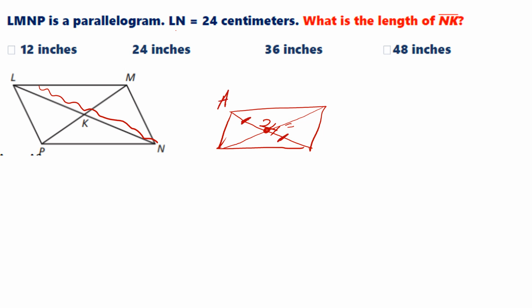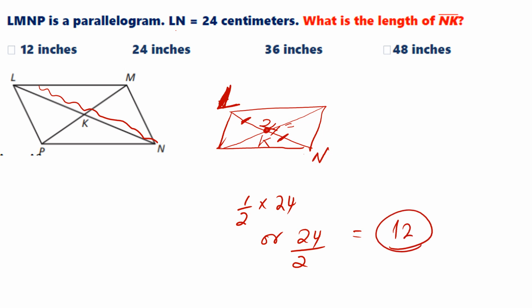So this is L, for example. Okay, this is L, this is K and this is N. So if LN is 24, then LK will be half of 24. So half of 24, or you can write it as 24 divided by 2, equals 12. So it means that LK is 12 inches and similarly KN is also 12 inches. So they are asking about NK, which is 12 inches.